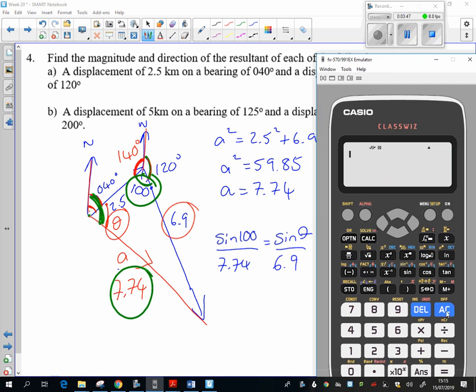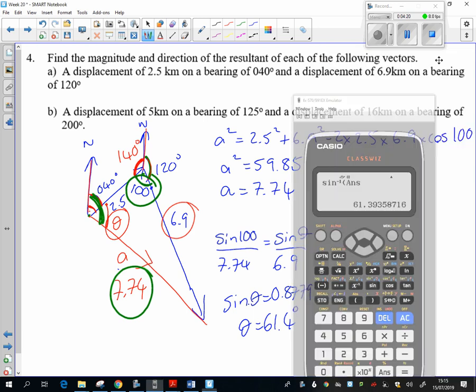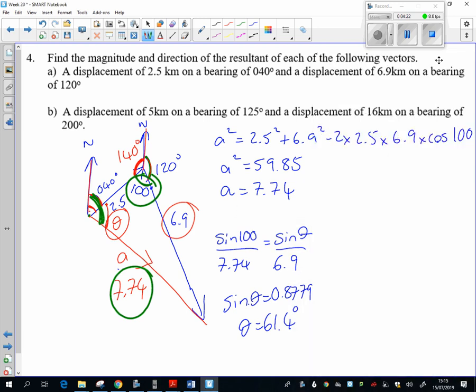So let's quickly work that out. Sine 100 over 7.74, then if I multiply up by the 6.9, I get that sine theta is 0.8. Let's go to four significant figures, 0.8779. If I inverse sine that, I get theta is 61.4 degrees.